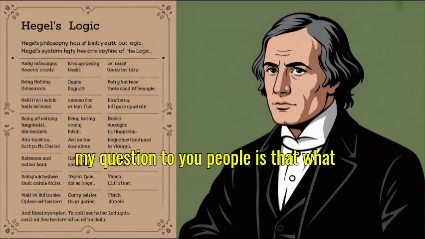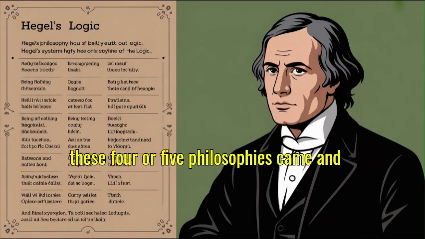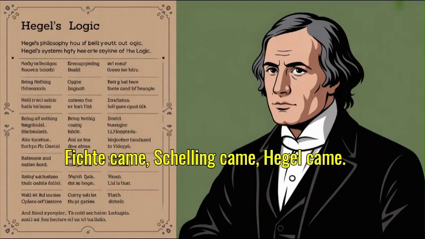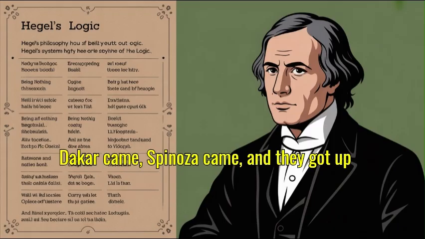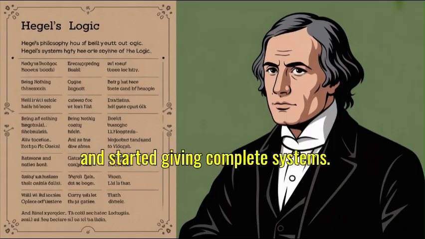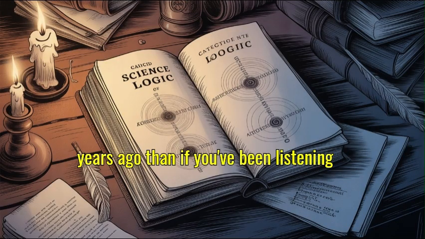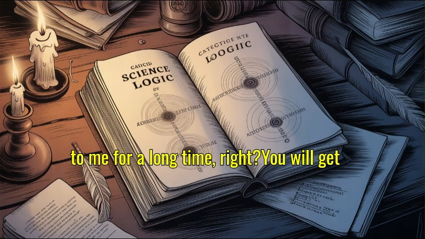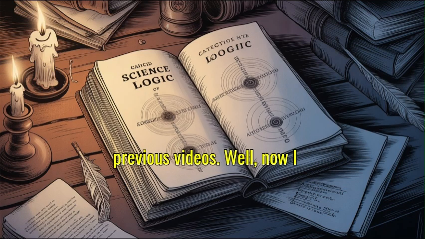So my question to you is, what happened that in the 17th and 18th century, these 4 or 5 philosophers came, Fichte came, Schelling came, Hegel came, Descartes came, Spinoza came, and they got up and started giving complete systems. Earlier, the Greeks used to give them 2,500 years ago. If you have been listening to me for a long time, you will get the answer to this question in my previous videos.